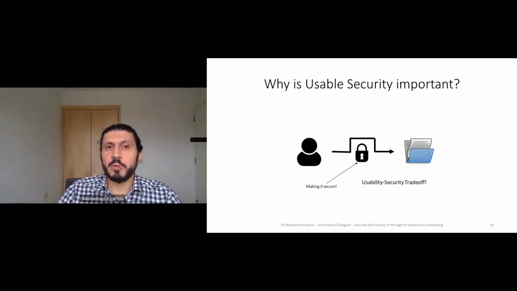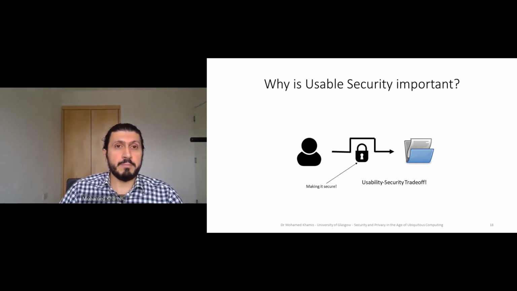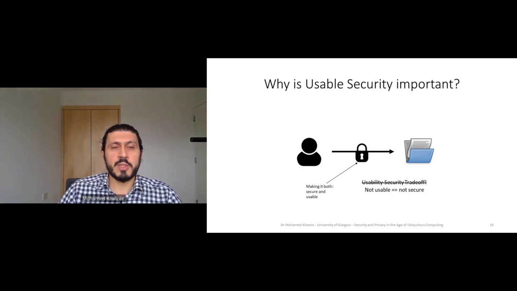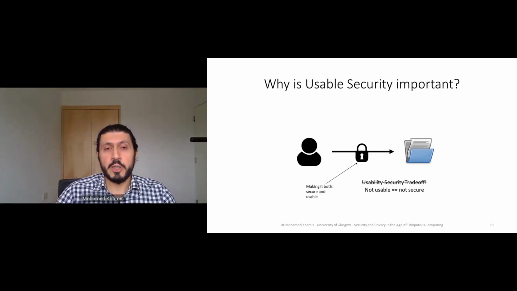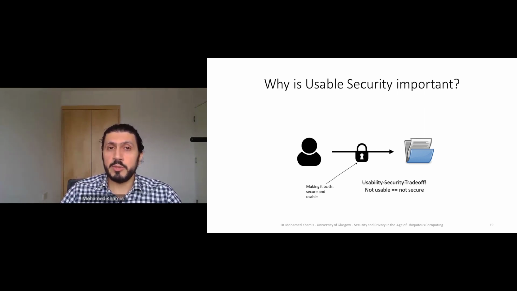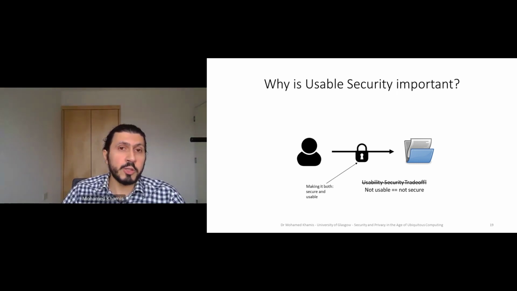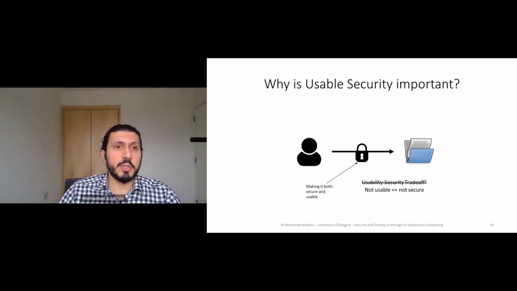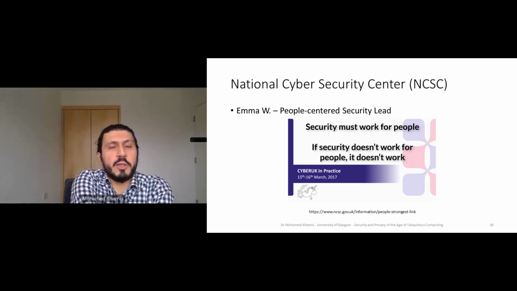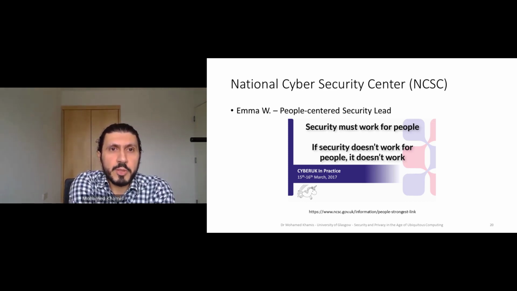the problem is that at that point, you start to introduce a usability security trade-off. If you add security as an afterthought, this is the problem that you encounter. You usually reduce usability a lot. So what we're trying to do is build systems that are both usable and secure. Keep in mind that if a system is not usable, people may not be able to use it properly. People may misuse it or work around it to achieve their tasks. So it's important to pay attention to usability. And I like this quote from the National Cybersecurity Center from a talk they gave in 2017, that security must work for people. And if security doesn't work for people, it doesn't work.